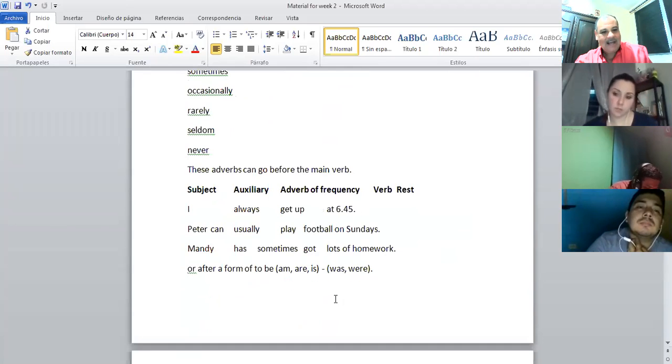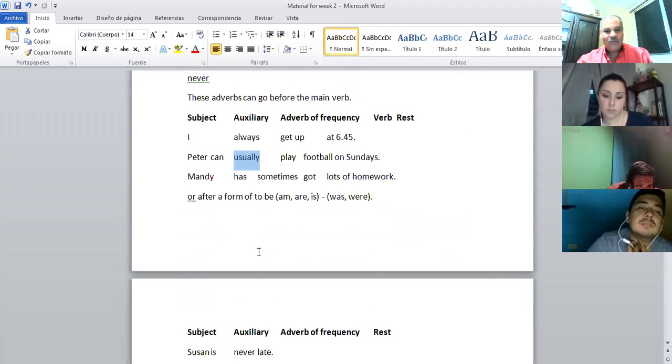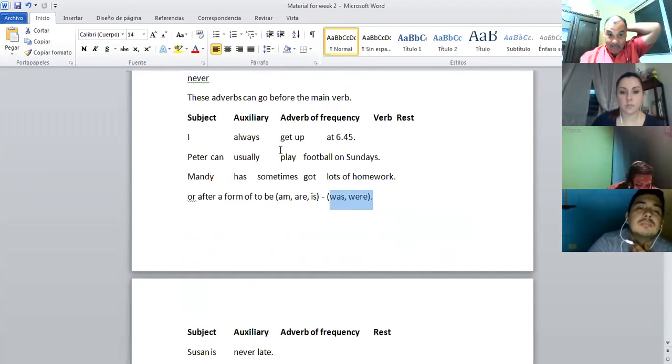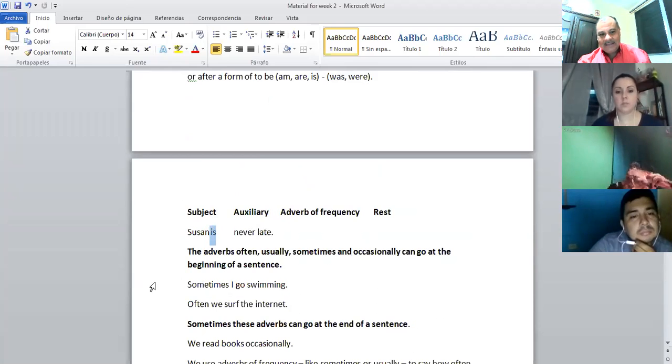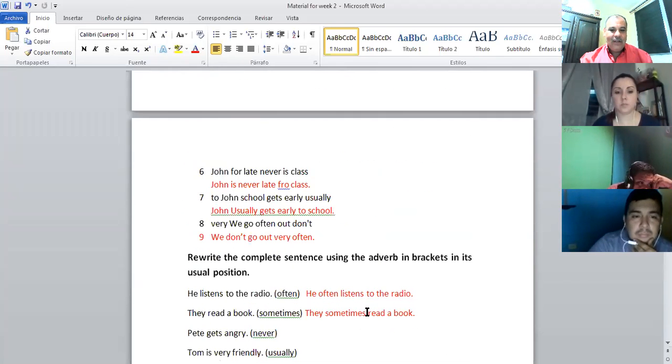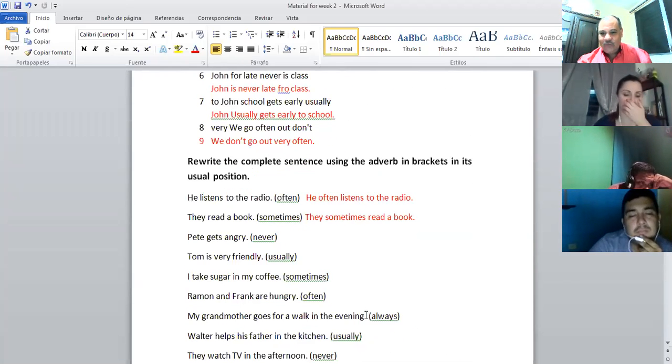Remember, when we have an auxiliary verb, the adverb of frequency goes after the auxiliary verb. For example, when we have the verb am, are, and is, or was and were in the past, the adverb of frequency goes after these auxiliaries. Example here, Susan is never late. Okay? Very good. The next one is for Hector.